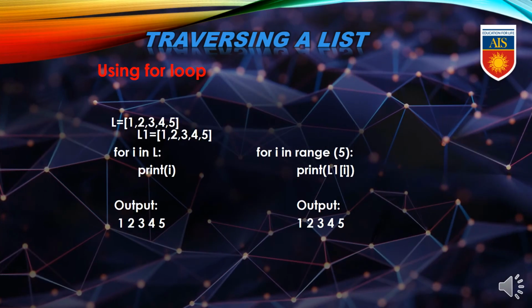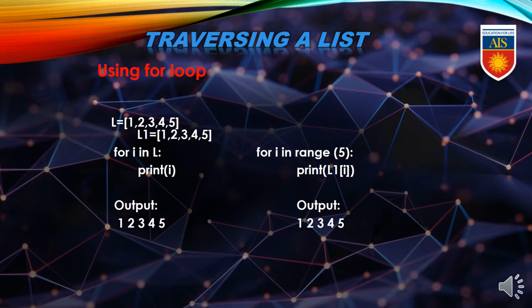Another example with the help of for loop. Previously it was while loop, now it is for loop. L equal 1 2 3 4 5, then L1 equal 1 2 3 4 5. So we are having two lists, two options. For i in L, for i in range 5, print i, then print L1 i, then output 1 2 3 4, then output 1 2 3 4.